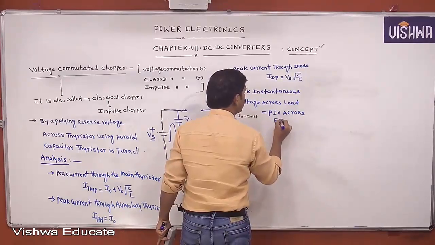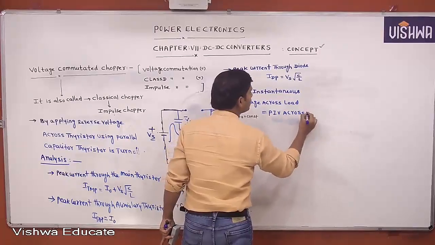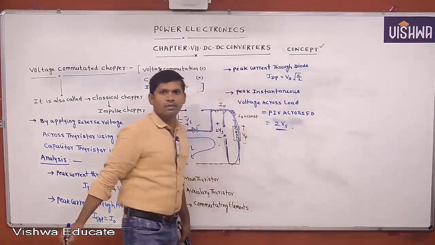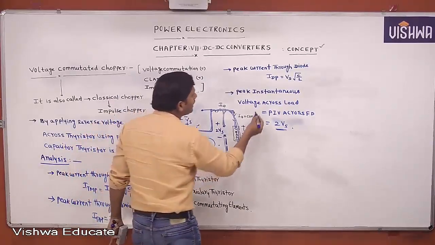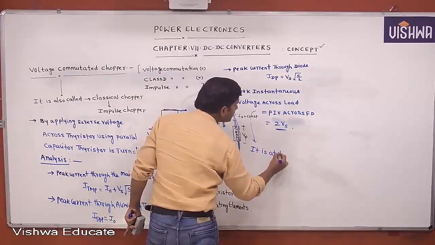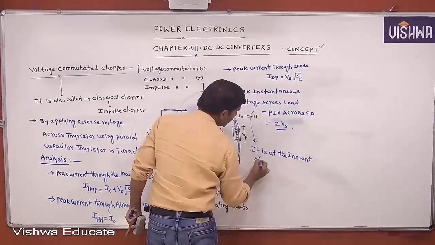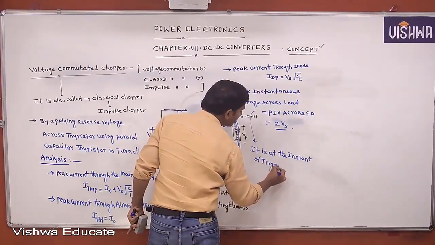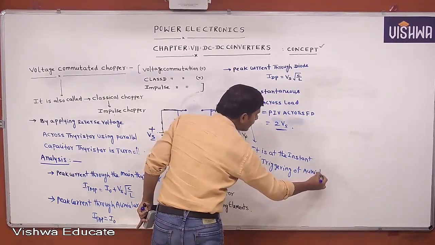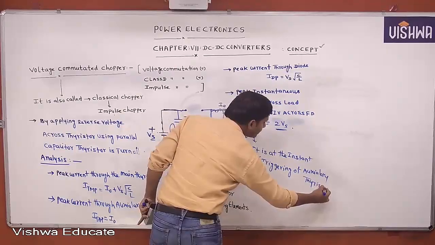The peak inverse voltage across the freewheeling diode is equal to how much? 2 Vs. It is at the instant of triggering of the auxiliary thyristor.